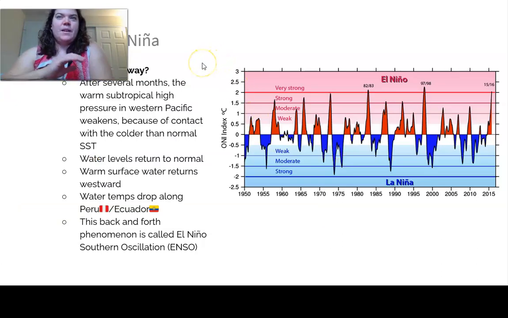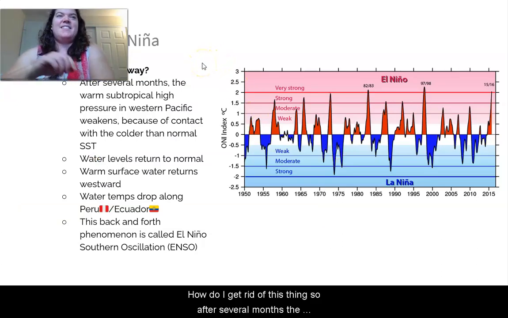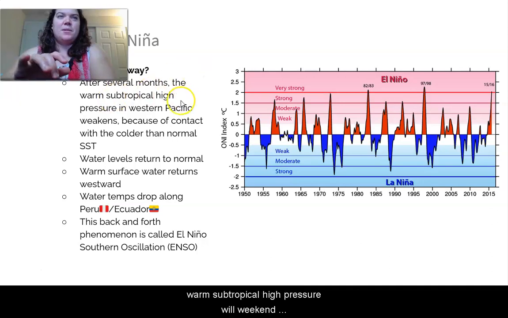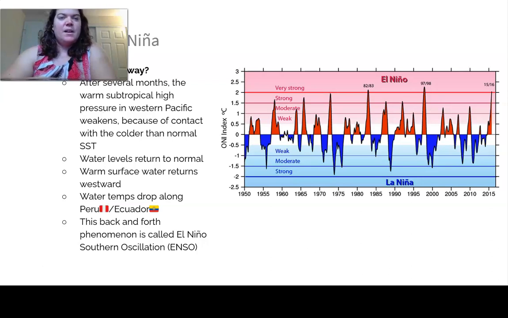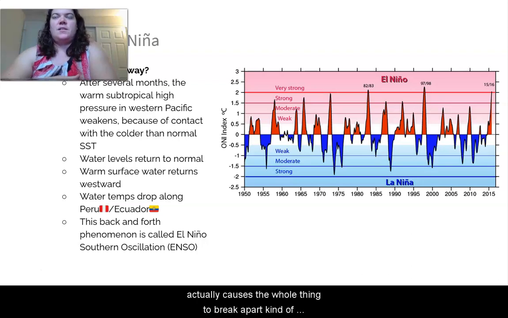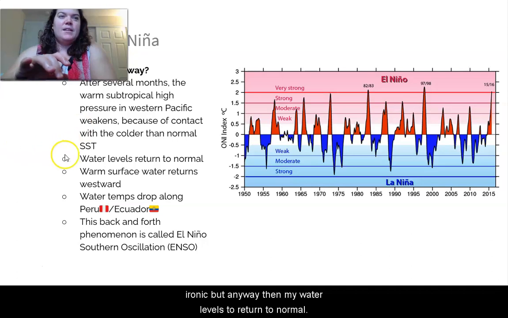So how do I get rid of this thing? After several months, the warm subtropical high pressure will weaken because it's now in contact with a surface that's cooler than normal. So that water is going to be cooler than normal, which actually causes the whole thing to break apart, which is kind of ironic. But anyway, then my water levels will return to normal.